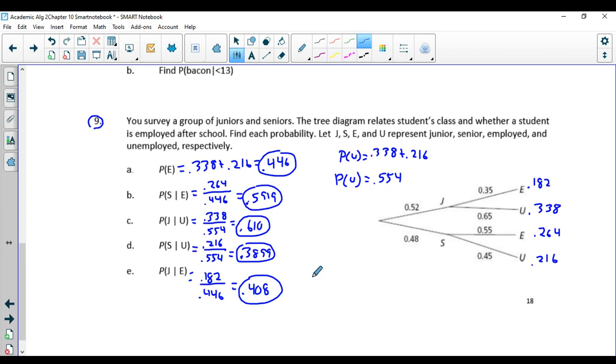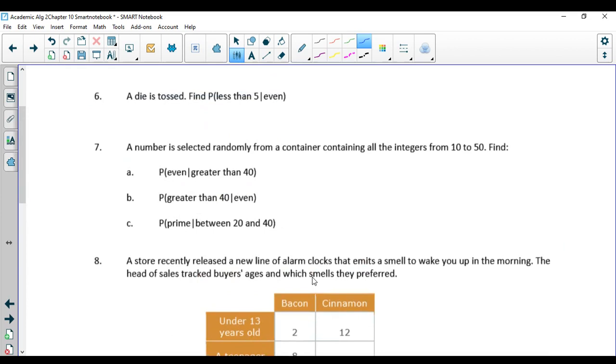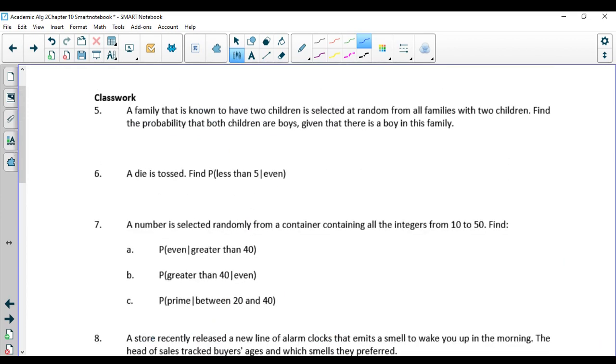All right, so you're going to try these classwork problems on your own. Try your best. If you have questions, let me know.